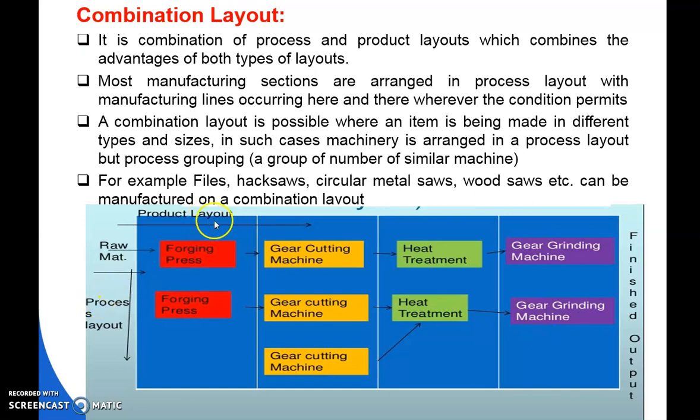but the product layout implies the process of collecting the raw material from the storeroom to the forging machine, to gear cutting, then after heat treatment, then after gear grinding and finally the final product. The horizontal line shows the production line, that is the product layout procedure for the machineries. In combination layout, we get the effect of both process layout and product layout.